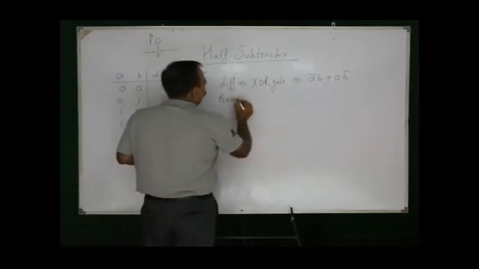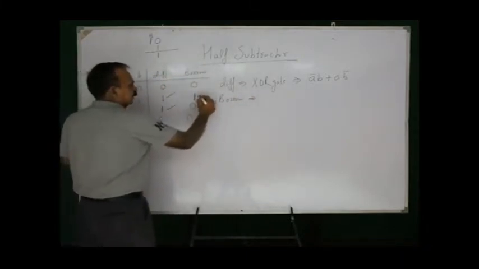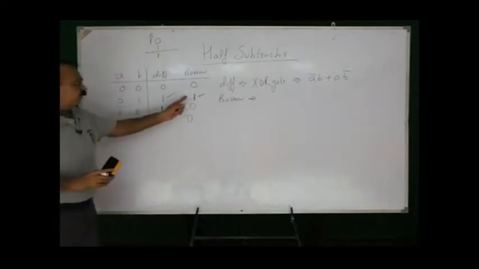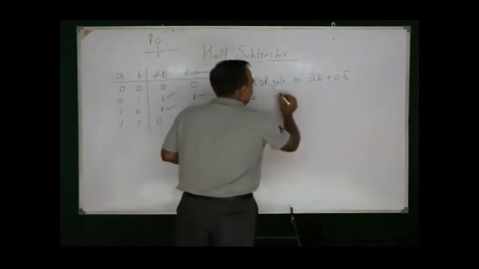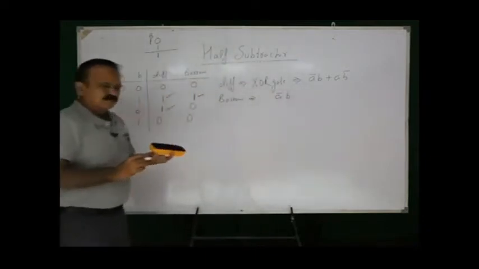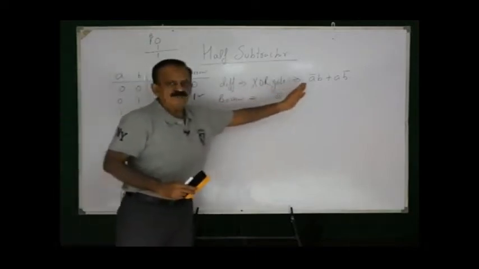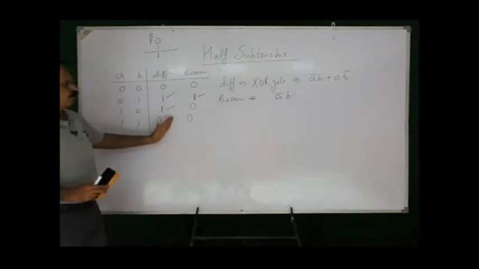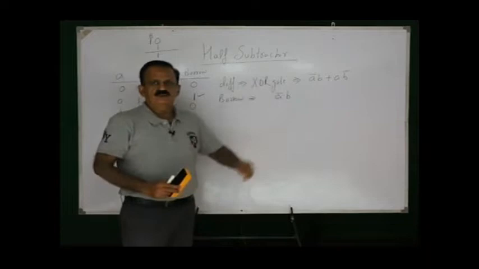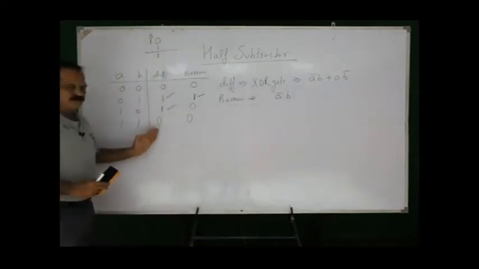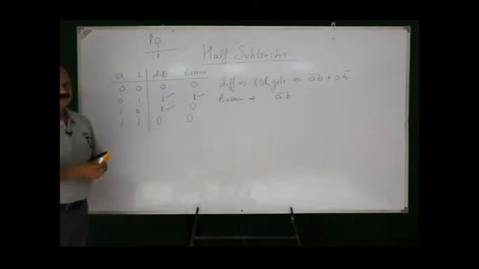Now, if I say borrow, the expression for borrow will be only one entry is high output. The fundamental product for this will be A bar B, and the expression will be A bar B. So, the expression for difference is A bar B plus A B bar and the expression for borrow is A bar B. Otherwise, an XOR gate can be used to implement the difference value, because the difference is high when the number of high inputs are odd.